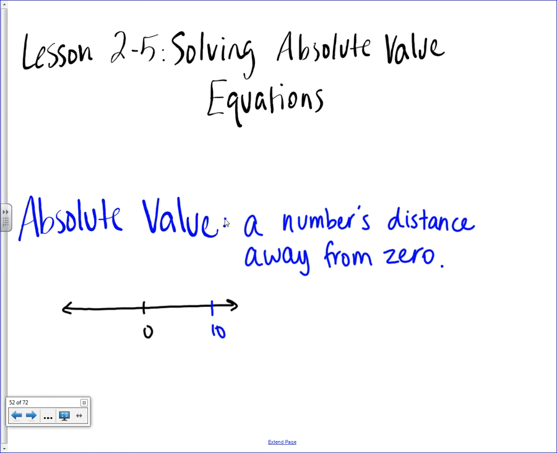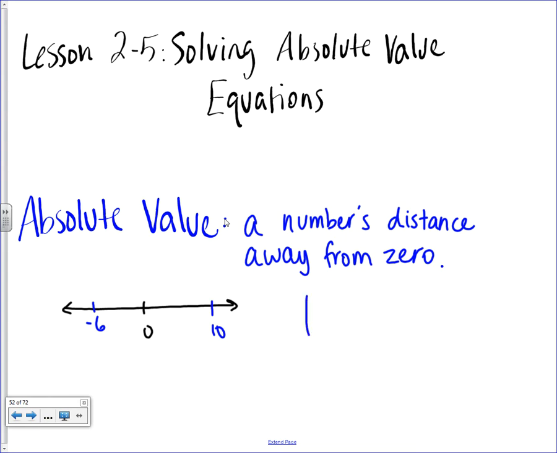If I put a -6 on here and ask you, how far is -6 away from 0? You would tell me it is 6 units away from 0. This distance cannot be negative. You can't ever have negative miles or negative inches or what have you. So the absolute value will always be positive. And the way that we identify that is with some vertical bars.